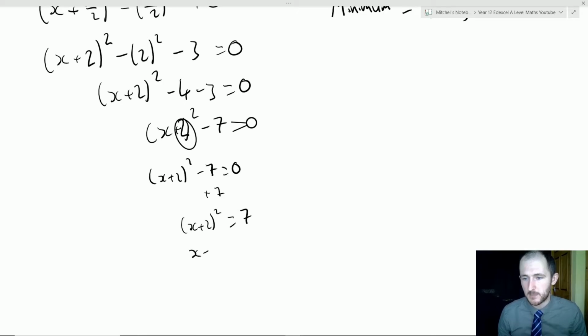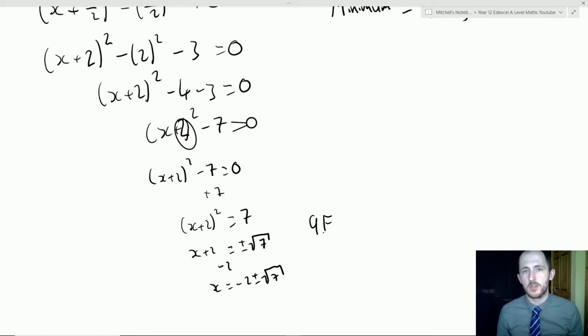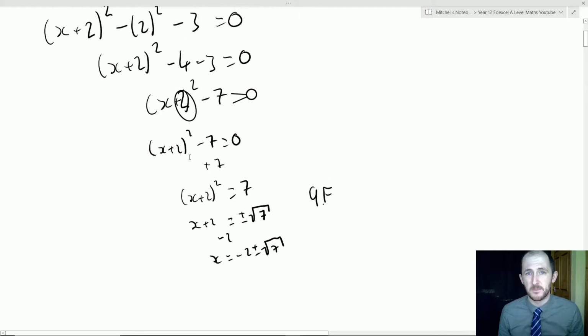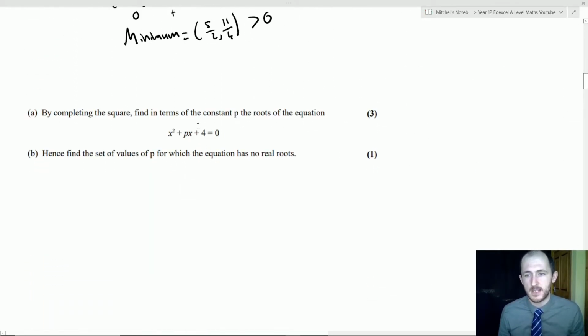Square root both sides, we get x plus 2 equals plus or minus the square root of 7. And then we subtract 2 from both sides, we get x equals minus 2 plus or minus the square root of 7. Now that looks like what you'd get from the quadratic formula, right? Which is the point. You can do this and get the same answers you'd get with the quadratic formula. But I haven't used the quadratic formula, and in my opinion it's a bit easier. With this question, they're basically asking us to find the solution. So we can either use the quadratic formula or completing the square. But in this case, they tell us to use completing the square. So that's exactly what we're going to do.